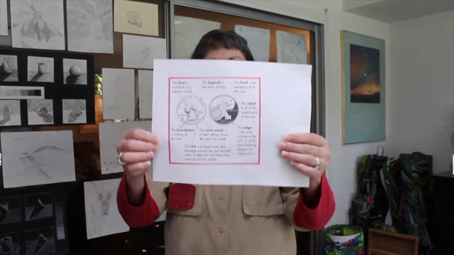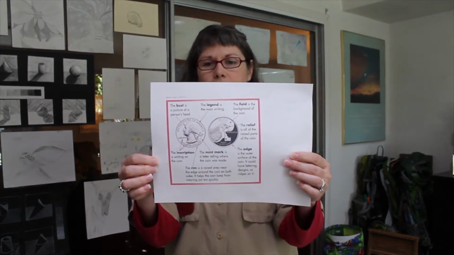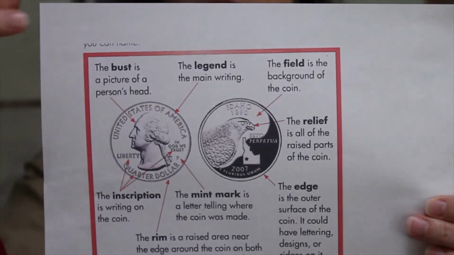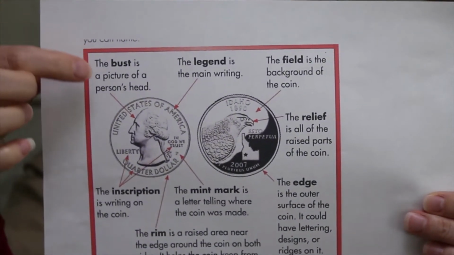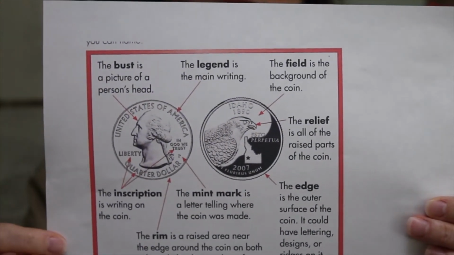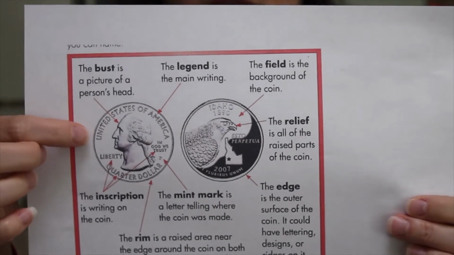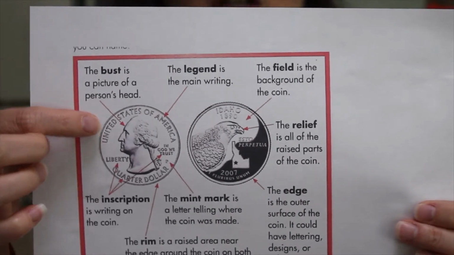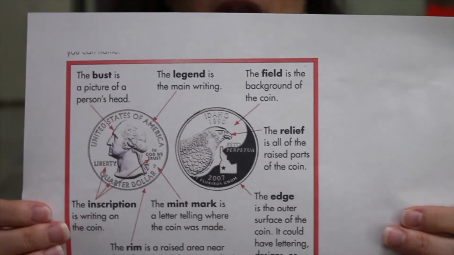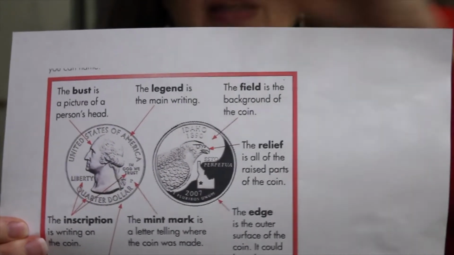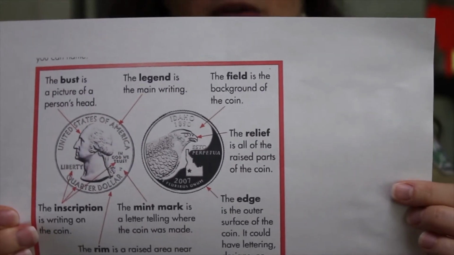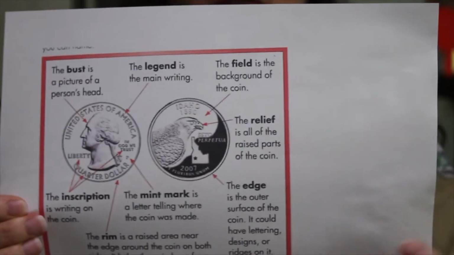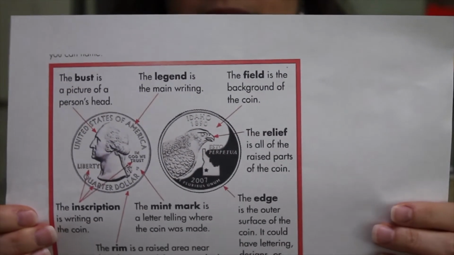Here's a diagram of an American quarter, and you can see that these are the different parts. The bust, which is a picture of a person's head. Then above that we have the legend, which is usually where you would see the country that the coin is from. We have the field. Now the field is basically the background of the coin. And then on that background we have the relief, which is the raised parts.